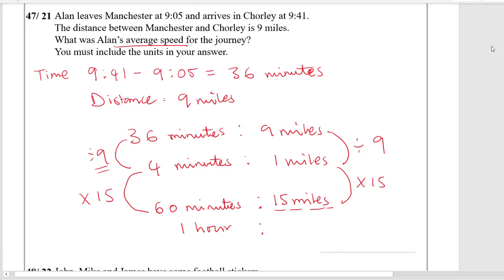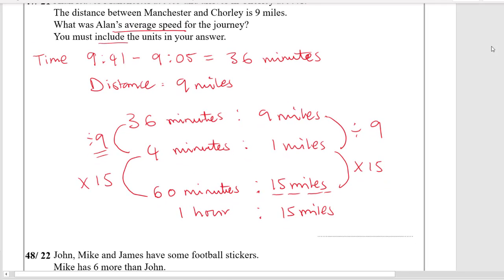And in 1 hour it travels 15 miles. Now it says you must include the units in your answer. So we got 15 miles, so it'd be 15 miles per hour. Okay, so it's quite easy, isn't it? So you don't need to remember the formula, you can just use unit ratio to work out what the average speed is in this question.